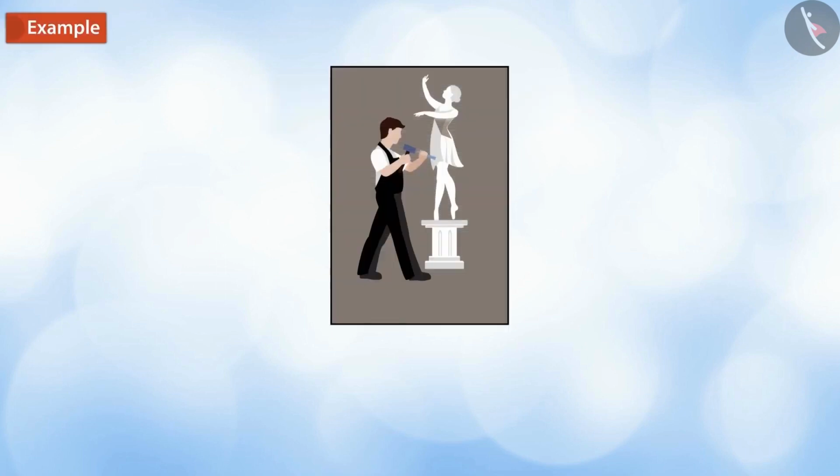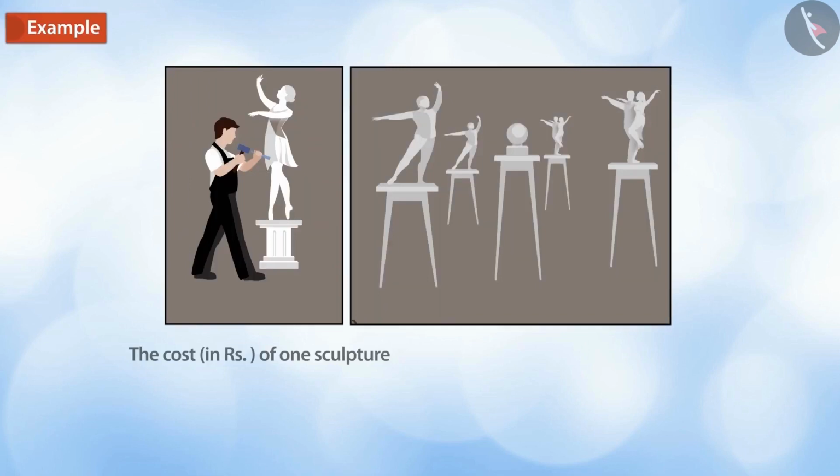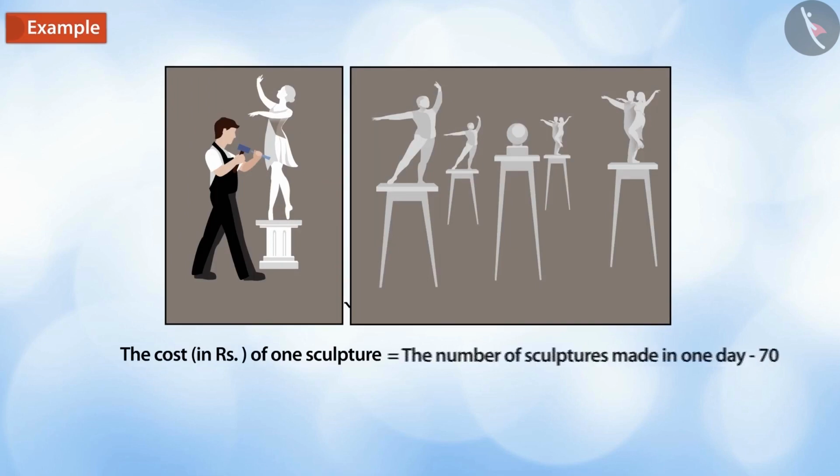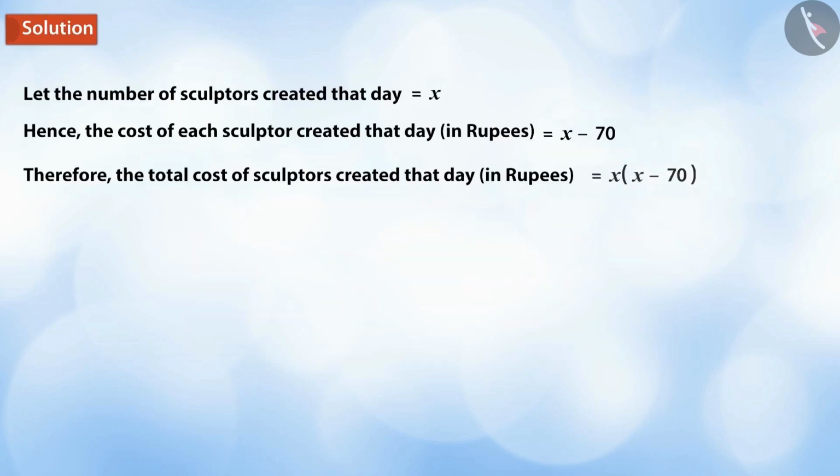A sculptor makes some sculptures in a day. The cost in rupees of one sculpture is equal to the number of sculptures made in one day minus 70. On a particular day, the sculptures cost rupees 1800. Find the number of sculptures made that day. To find the number of sculptures, we first need to make a quadratic equation. Pause the video and match your equation.